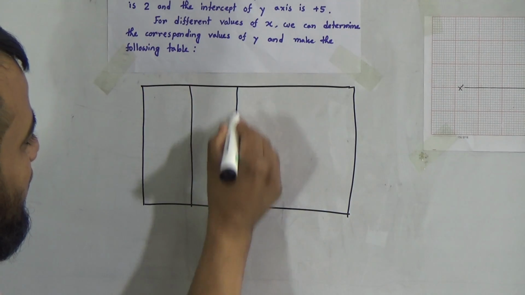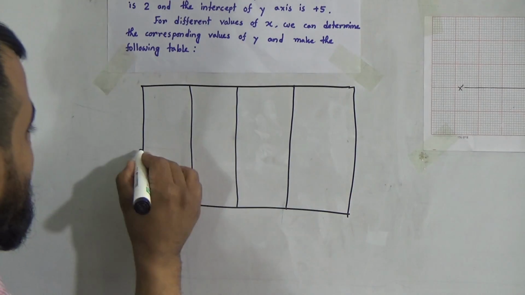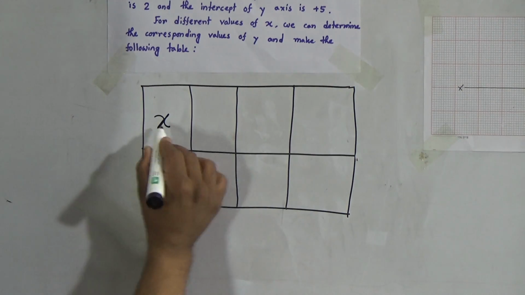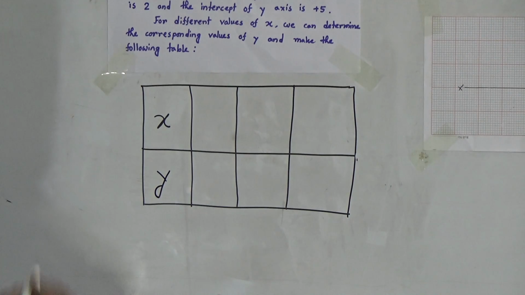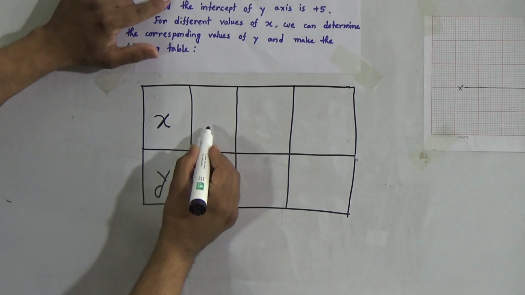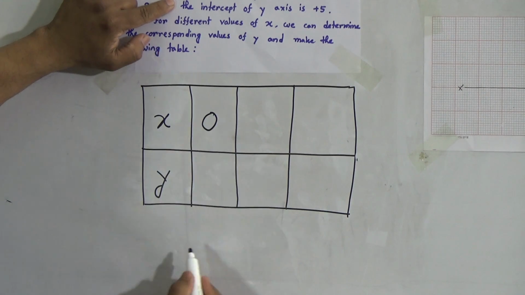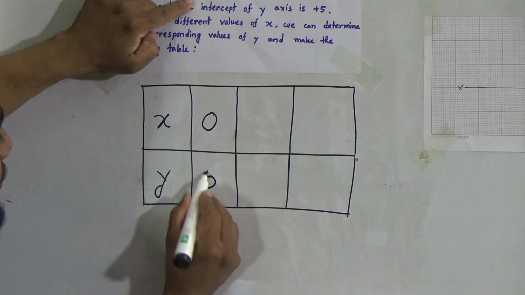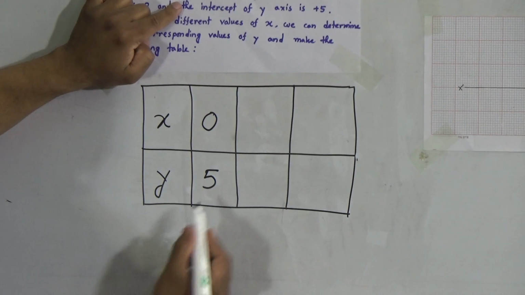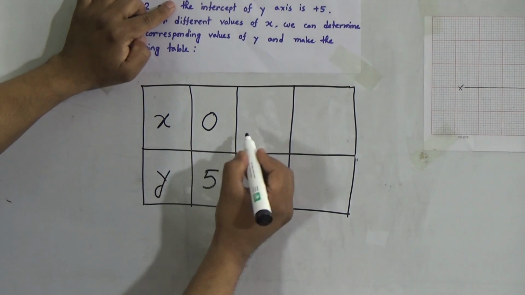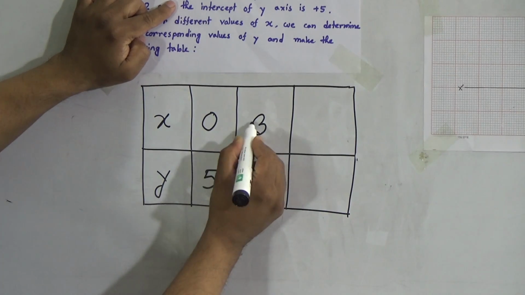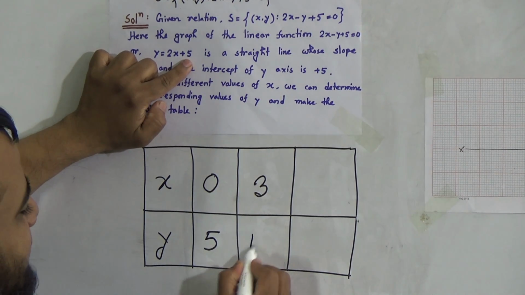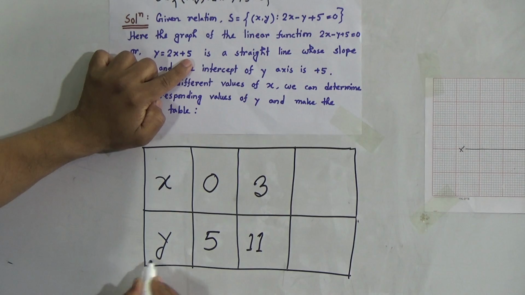Dear students, now look, we will take 3 values of y for 3 values of x. Suppose this is the line of x values, this is the line of y values. If we put the value of x equal to 0 in this equation, then what is the value of y? 0 multiplied by 2 is 0, plus 5, that means 5. If we put x equal to 3, then 3 twos are 6, and 6 and 5 makes 11. That means if x equal to 3, then y equal to 11.